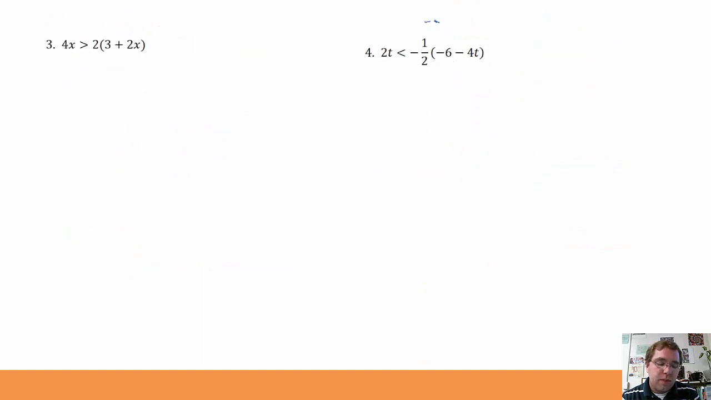Number 3, 4x is greater than 2 times (3 plus 2x). Let's distribute the 2. 4x is greater than 6 plus 4x. Let's get all the x's on one side by subtracting that 4x that's on the right-hand side to get it over to the left-hand side. Well, 4x minus 4x is 0x, is greater than 6. What's 0x? Well, 0 times x is just 0. 0 is greater than 6.